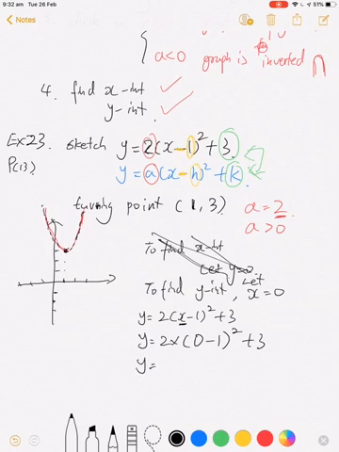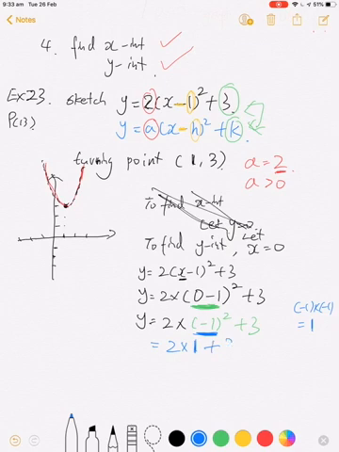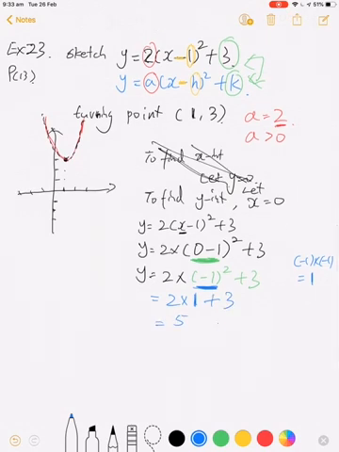Okay, so now we just need to simplify and calculate. In the bracket, 0 minus 1 is negative 1, so it becomes negative 1 to the power of 2 plus 3. Negative 1 to the power of 2 gives me a positive 1, because negative 1 times negative 1 is positive 1, so that gives me 2 times 1 plus 3. And then we get 5. So that tells us my y-intercept is equal to 5.